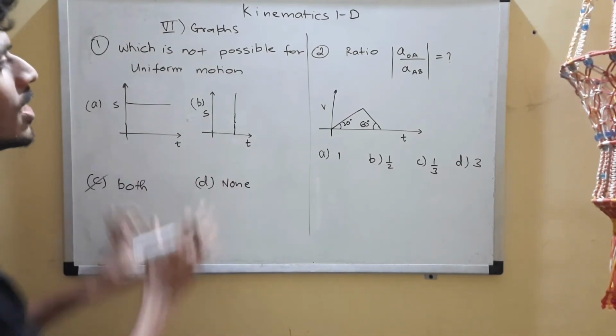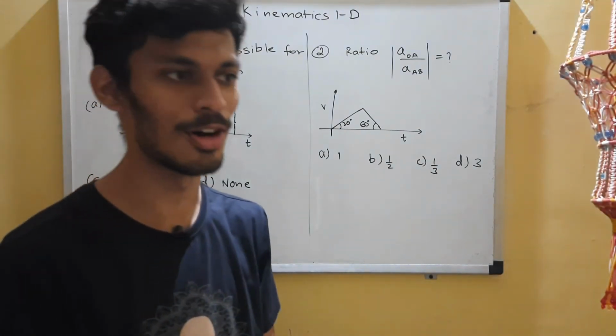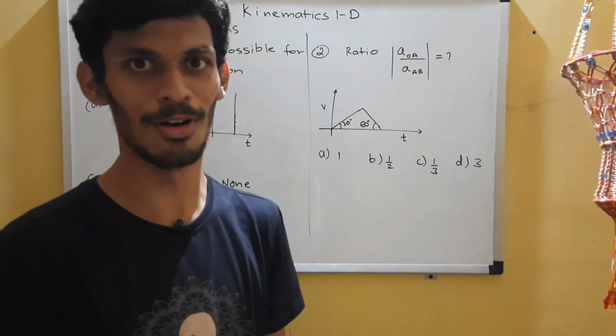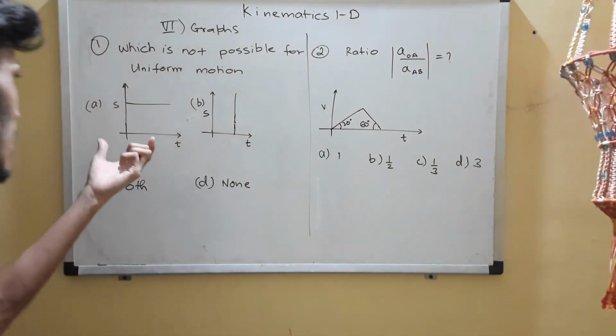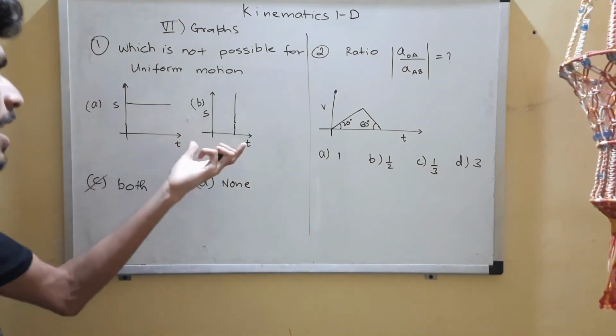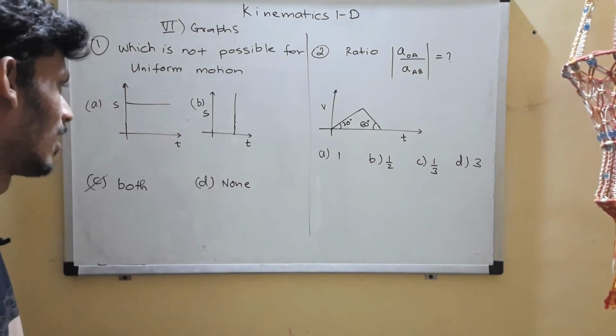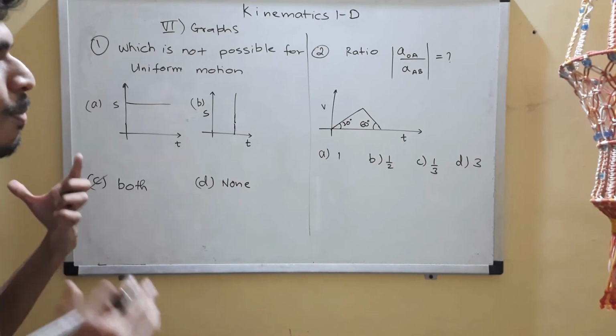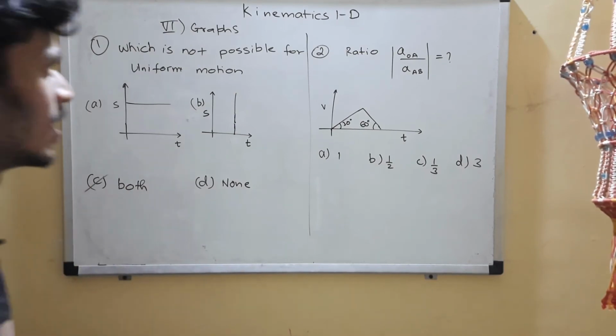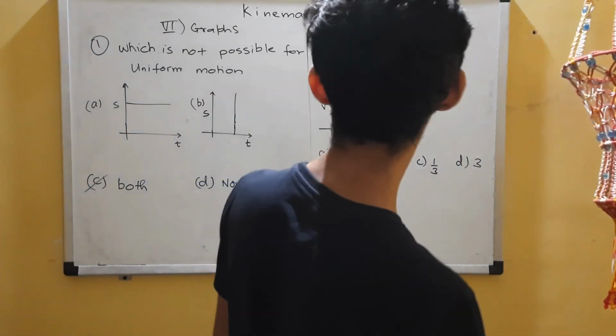Both of these are not possible for uniform motion, right? This suggests the object is at rest, and this is something very weird, right? So option C both is the correct choice over here. Anyways, let's come to our question 2.